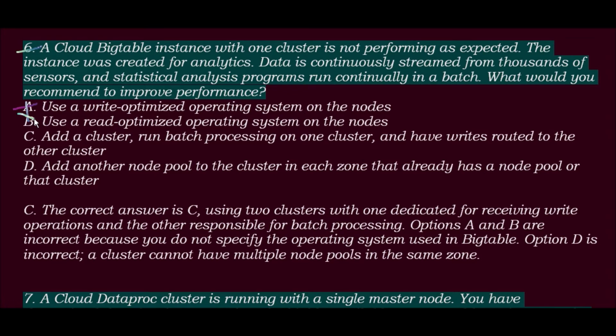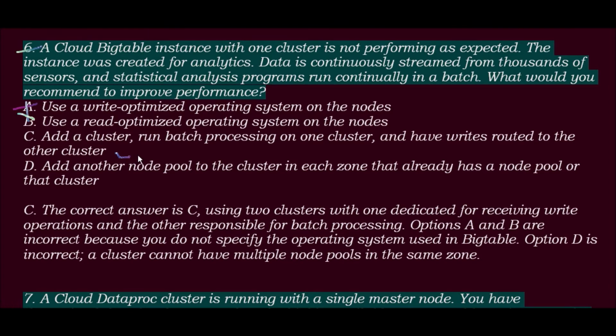Now option C: add a cluster, run batch processing on one cluster and have writes routed to the other cluster. Option C is correct because using two clusters, with one dedicated to receiving write operations and the other responsible for batch processing, works well. Okay. So here the correct answer is option C.